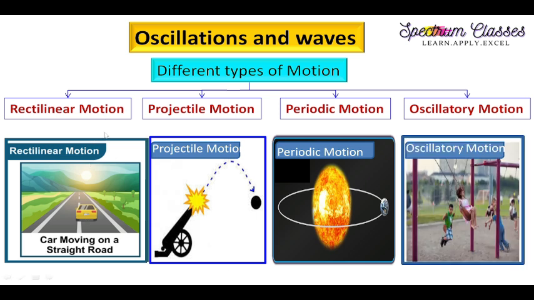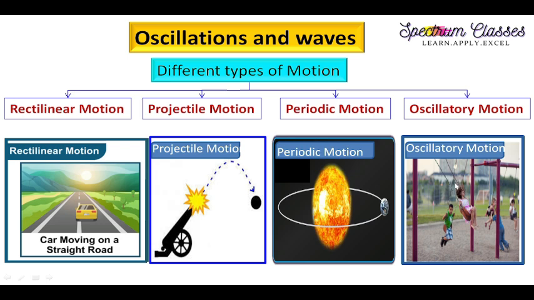Rectilinear motion is motion on a straight path, right? Here the example is a car moving on a straight road. So this is called rectilinear motion. Now the second is projectile motion. When an object follows a curved path, that is called projectile motion, right? And here this is periodic motion. I have taken the example of the earth revolving around the sun. So this is called periodic motion. And oscillatory motion is a sub-part of this periodic motion.